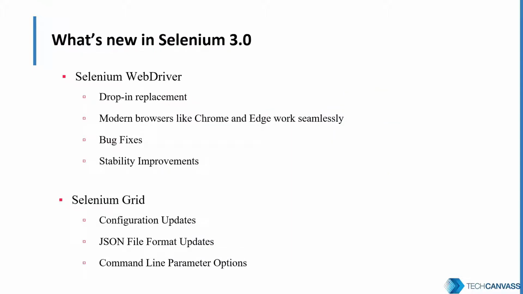Now we'll talk about Selenium 3.0. Selenium 3.0 is the higher version which came after Selenium 2.0. Let's see what's new in Selenium 3.0. In Selenium 3.0, modern browser compatibilities are present. Various bug fixes were delivered in this higher version. It is better in terms of stability and performance as compared to Selenium 2.0.